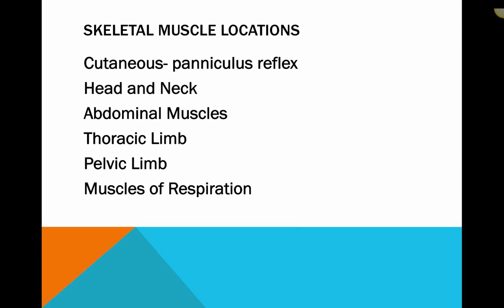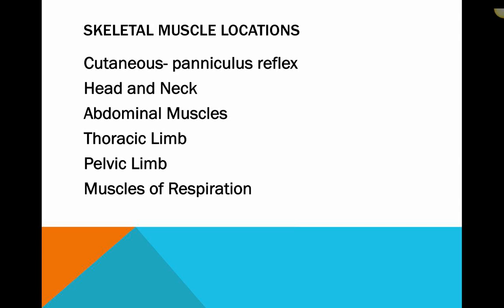A few different locations for skeletal muscle. We've got head and neck, cutaneous, abdominal muscles, thoracic limb, and the pelvic limb, and muscles of respiration. So the muscles of respiration I just mentioned, the 3 of them, the external and internal intercostal muscles. So those are the muscles within the ribs, between the ribs. And then you have your diaphragm, which is the big dome muscle at the base of your thorax.